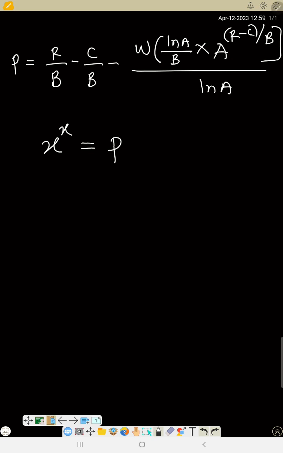So let's start. Our aim here is also to change everything to S e raised to power S. That is the definition of Lambert. Anytime you are looking for S or making S the subject of the formula, that is what you will be working towards.